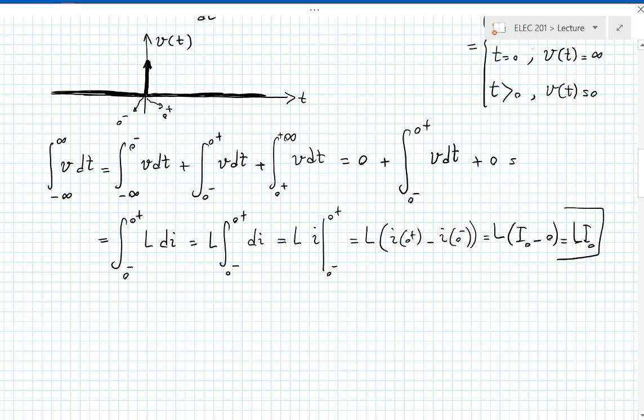So what does this tell us? This says to us that, well, first of all, we saw that the inductor does not like this sudden change in the current. And if you forced it to undergo such a change, it would require an infinite voltage.